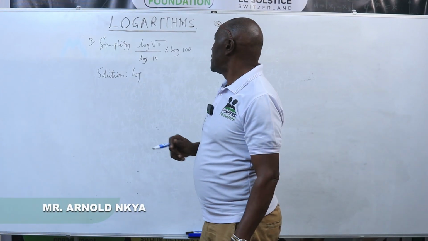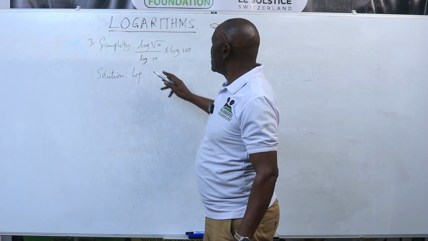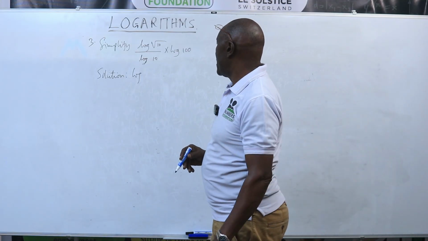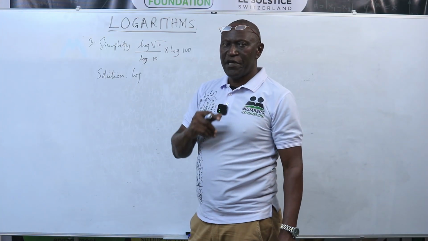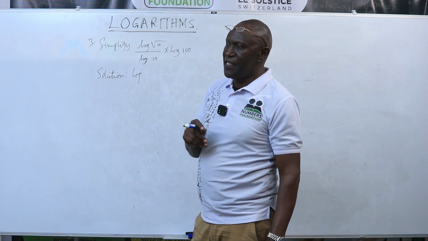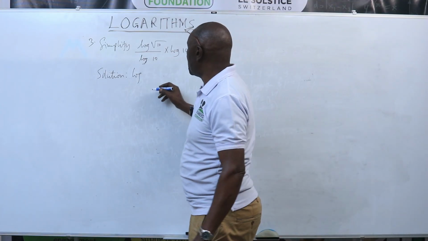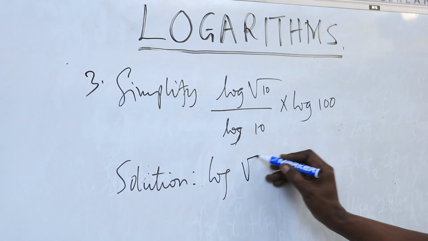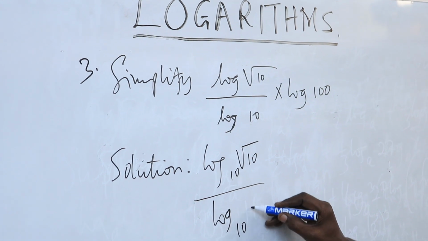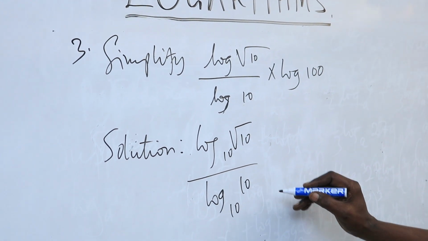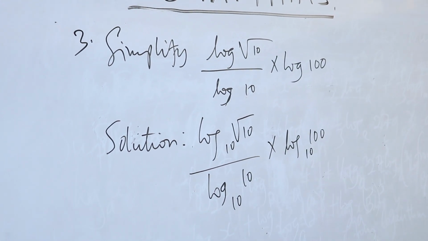Question number 3. Simplify logarithm of root 10 times logarithm of 100 divided by logarithm of 10. Now it is important to note that if logarithm is written without a base, it implies that the base should be taken as base 10 or common logarithm. Therefore, this equation can be written as log root 10 base 10 over log 10 base 10 times log 100 base 10.